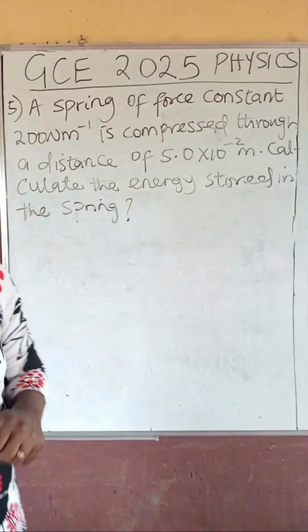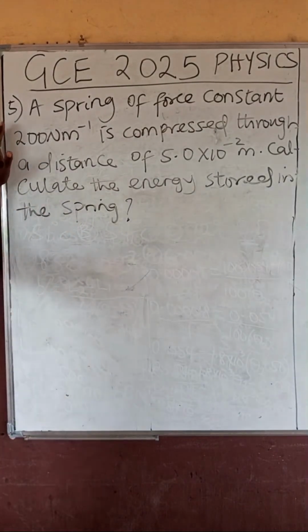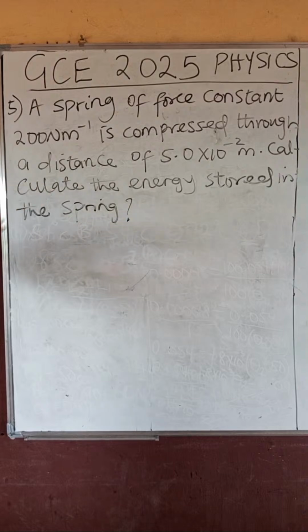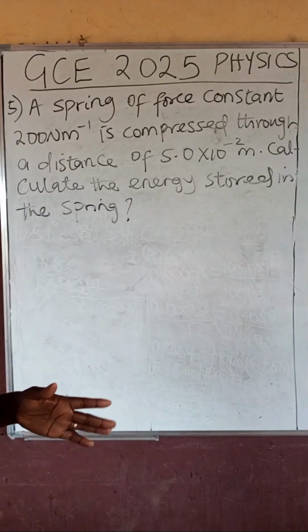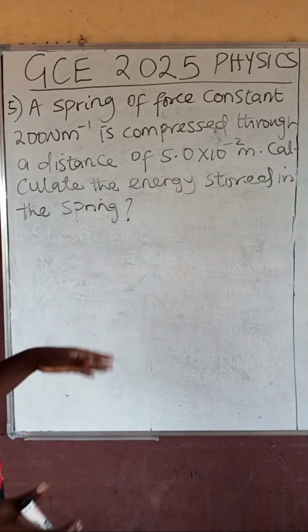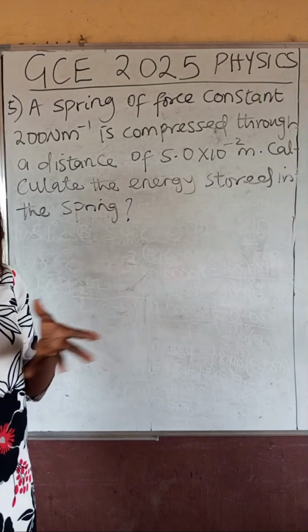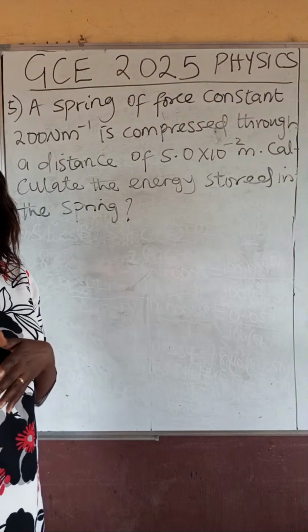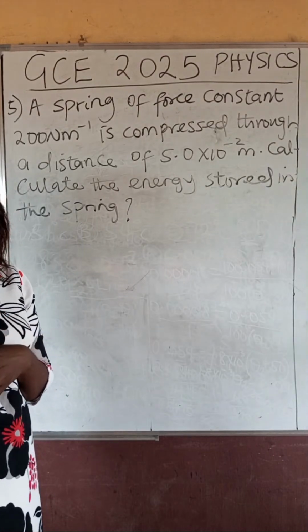All right. Now, let's solve this problem. A spring of force constant 200 Newton per meter is compressed through a distance of 5.0 times 10 raised to power minus 2 meters. Calculate the energy stored in the spring. Now they will lead us to Hooke's law, elastic constant, before we can get to what the energy stored in the spring is.